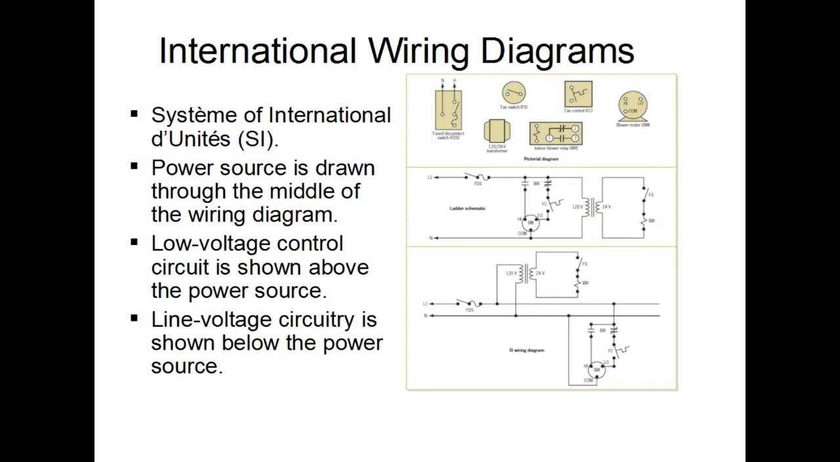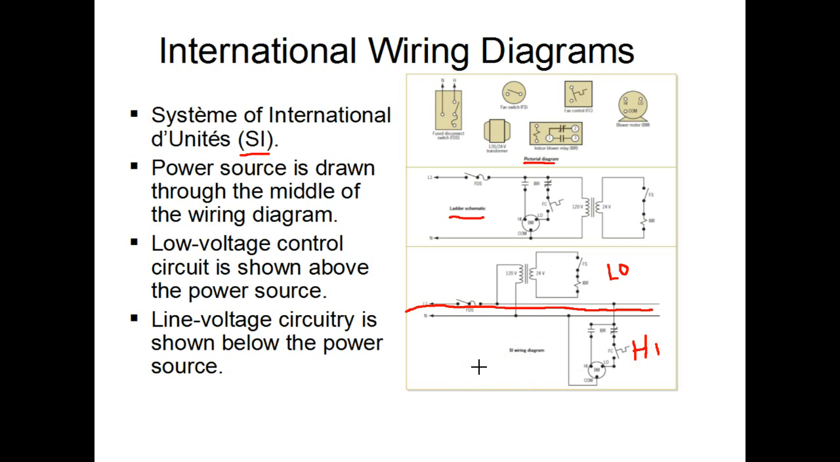Alright, international wiring diagrams. This is for the NATE students and taking the NATE exam. It's important to know a couple of things about the international wiring diagram. First of all, the international wiring diagrams are called SI diagrams, and you can see that they're a little bit different than the ladder schematics and the pictorial diagrams that we just talked about. The one thing that you'll see is that the power source is drawn through the middle, always through the middle of the diagram, and the low voltage side in control wiring is on the top. The line voltage side or the high voltage side is always shown on the bottom of the power source.